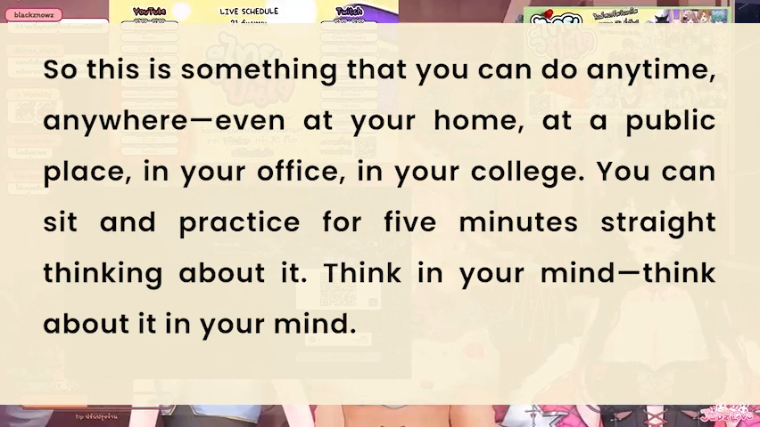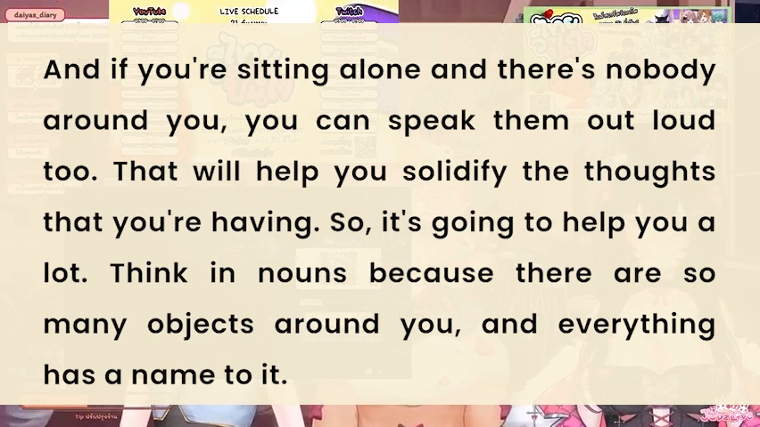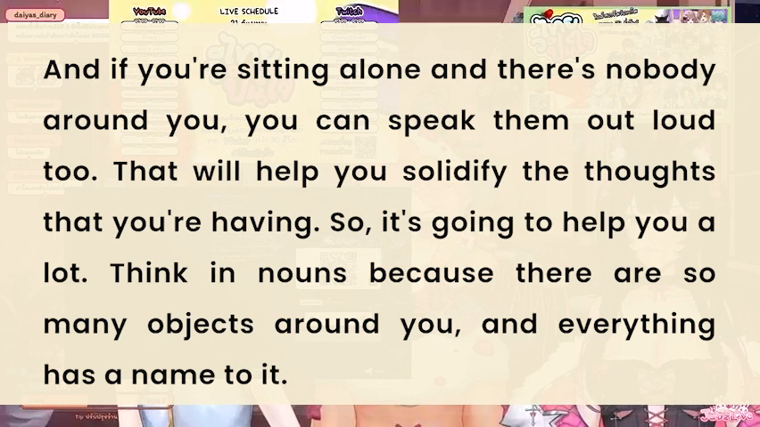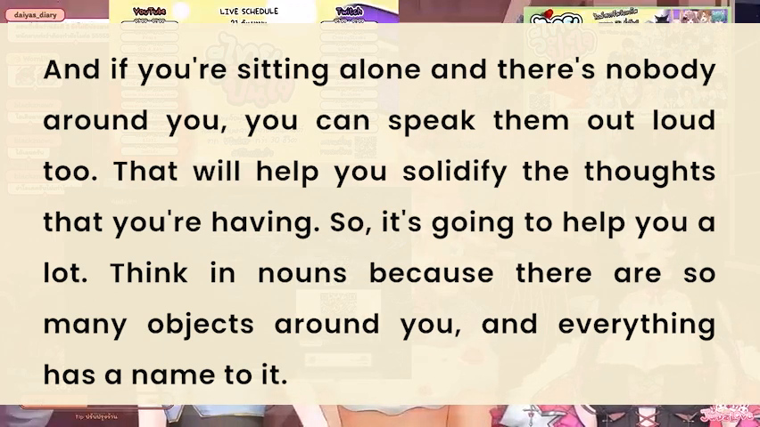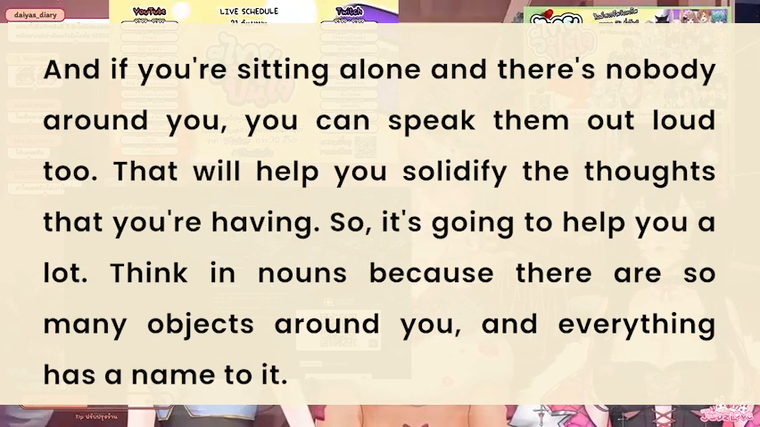Think about it in your mind. And if you're sitting alone and there's nobody around you, you can speak them out loud too. That will help you solidify the thoughts that you're having. So it's going to help you a lot. Think in nouns, because there are so many objects around you, and everything has a name to it.